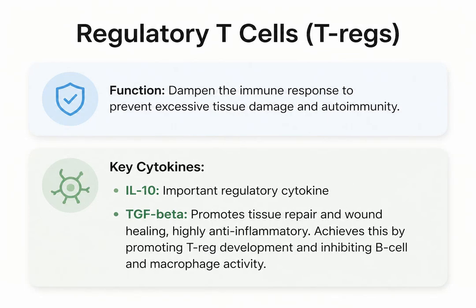After the battle is won, the immune system needs to hit the brakes to prevent collateral tissue damage or autoimmune disorders. This is the job of regulatory T cells. They release anti-inflammatory cytokines like IL-10 and TGF-beta, which actively suppress other immune cells and promote tissue repair.